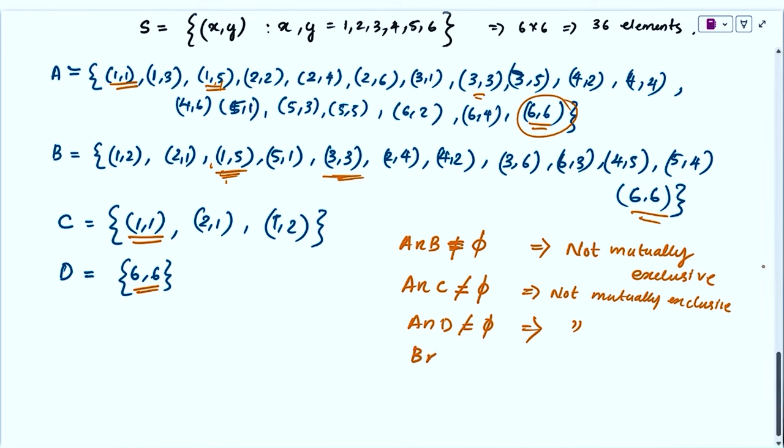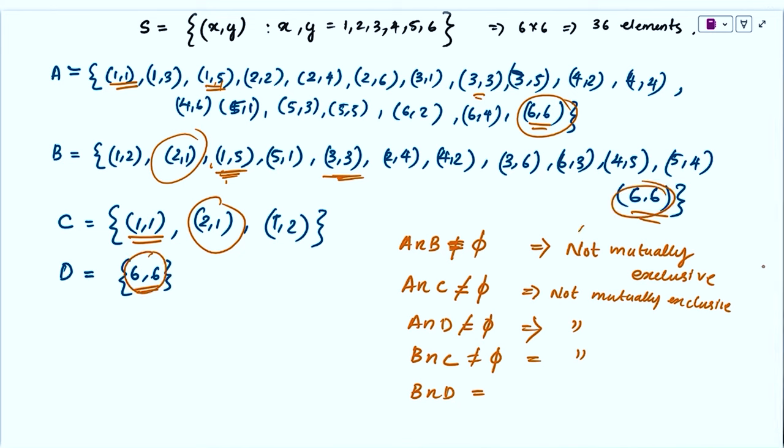Then, B intersection C. Also, for B intersection C, we have common factors. So it is not a null set, and this pair is also not mutually exclusive. And next is B intersection D. B intersection D also has the same common element. So it is not a null set, which means it is also not mutually exclusive.